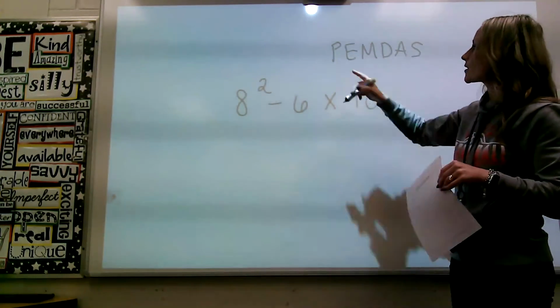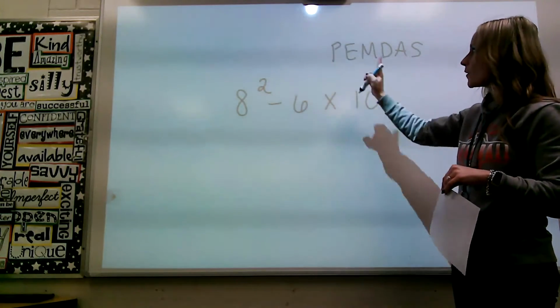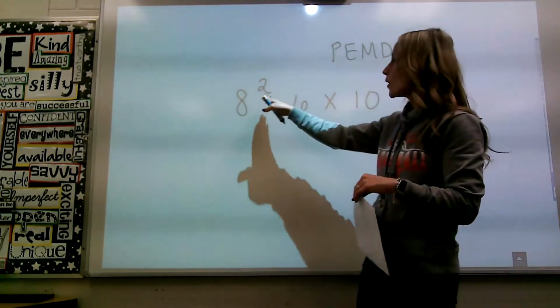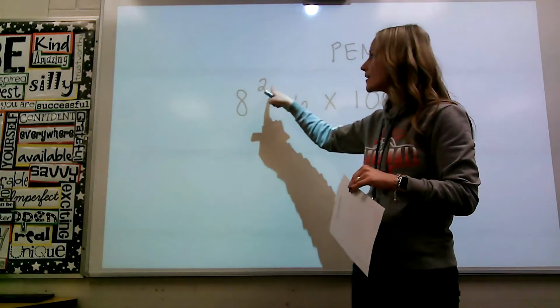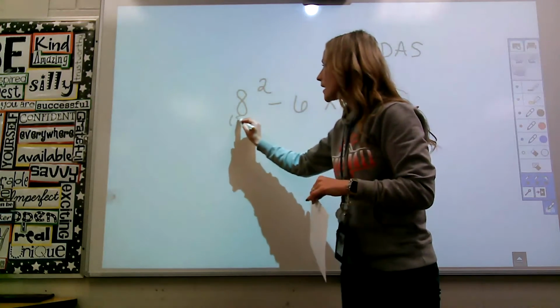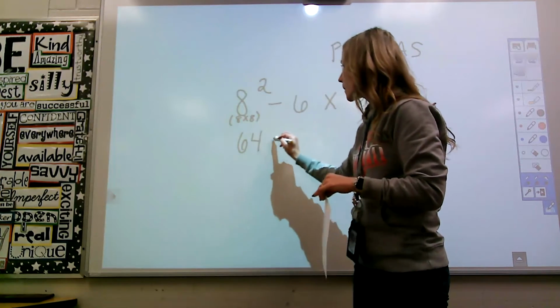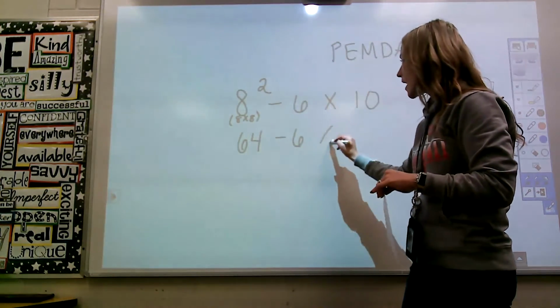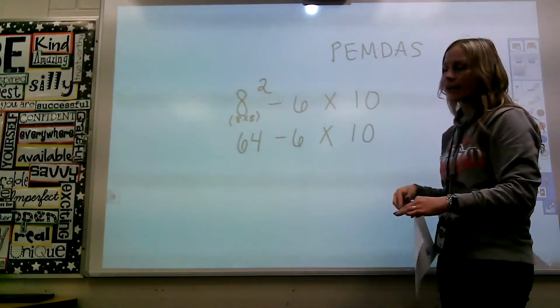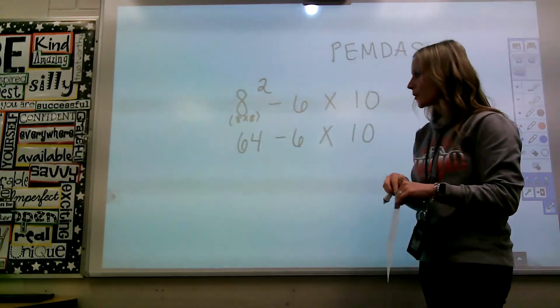So the first thing we ask, are there any parentheses? Are there any exponents? We do have an exponent here. Remember, this is not 8 times 2. This really means 8 times 8. So that means we're going to bring down 64 minus 6 times 10. So I'm bringing down everything else, but I'm writing my answer below here.